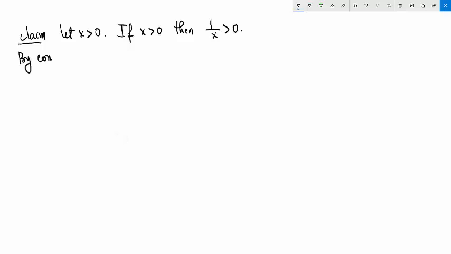Another exercise. Let x be a positive number. We want to prove that if x is positive, then 1 over x must also be positive. And I would like to prove this by contradiction.